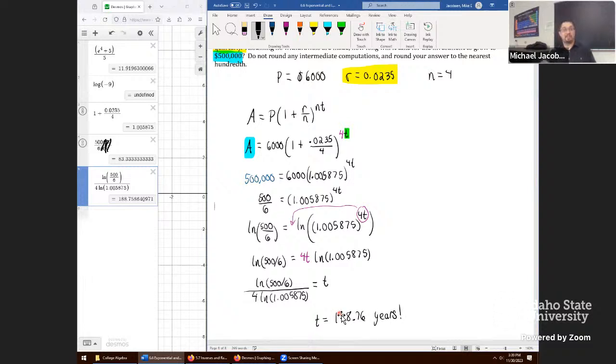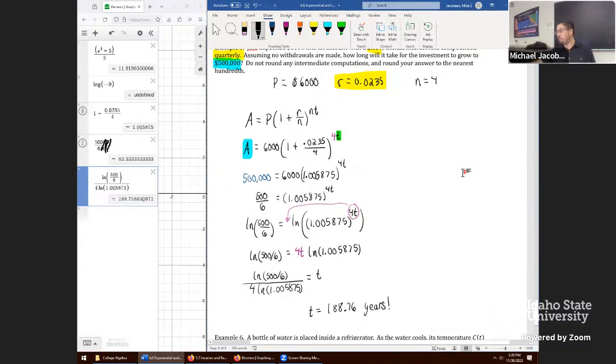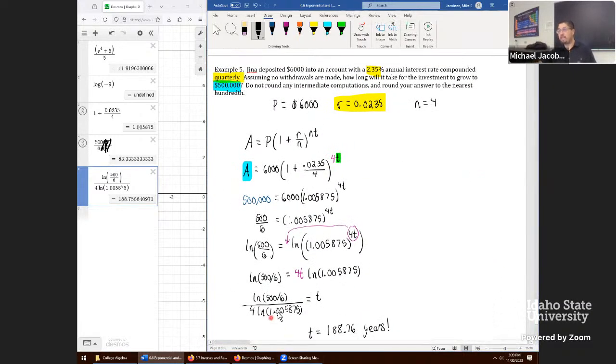Which is definitely a pretty long time. But we did it, folks. That's modeling and finding a time to arrive at a certain amount in compound interest. We'll see a lot more of these kinds of equations in the next section notes.